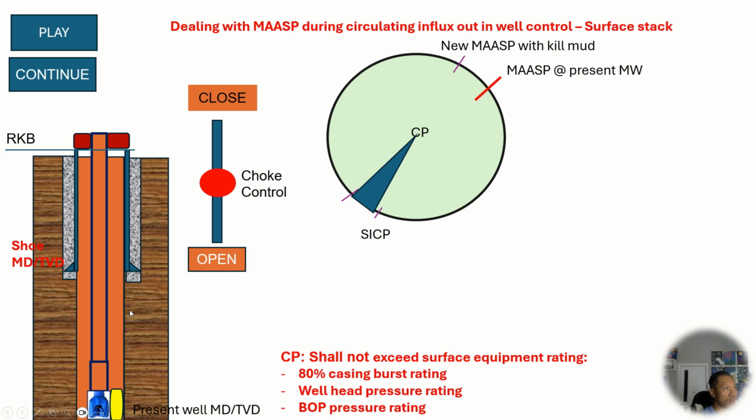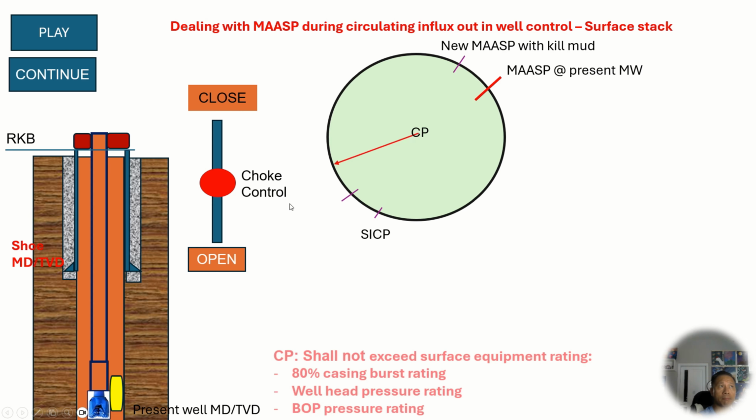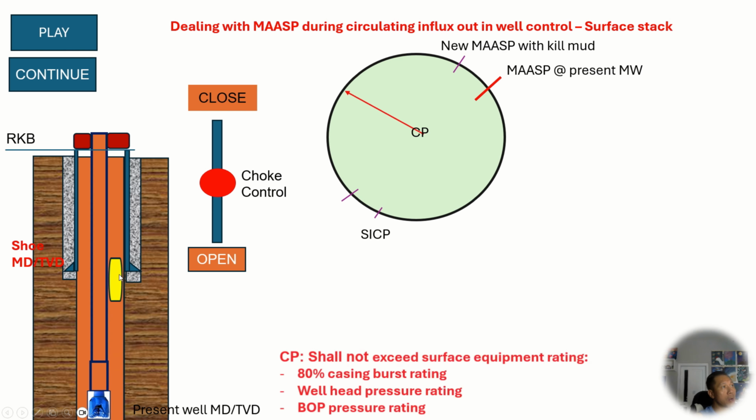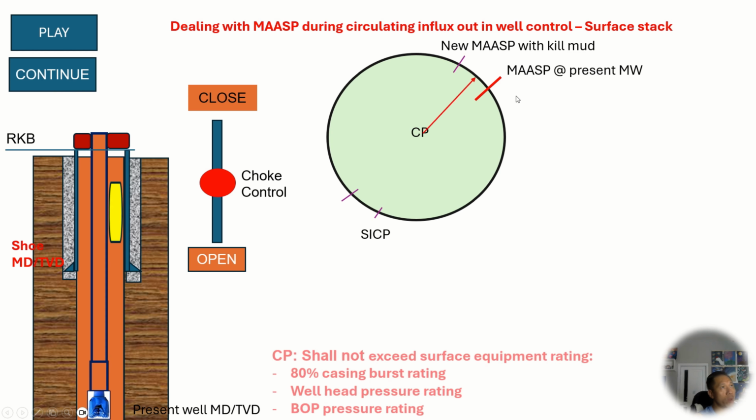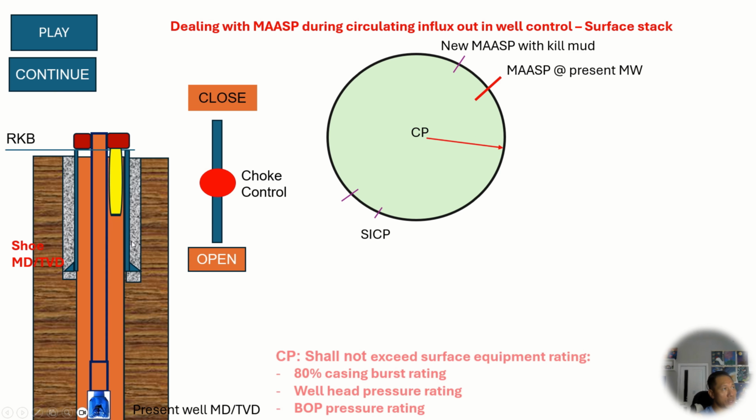As long as the bubble is still below the shoe, how do you know? By calculating your bump stroke. You know that your bubble is still below the shoe. You need to keep the casing pressure gauge below MAASP. Once the bubble goes above the shoe, then you can exceed MAASP without worrying about breaking the shoe, because now the hydrostatic pressure of the mud column above the shoe is not so much, because the gas is expanding. It takes the place in here.